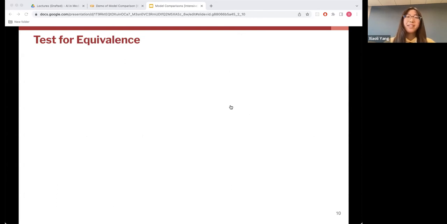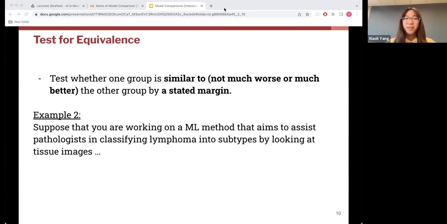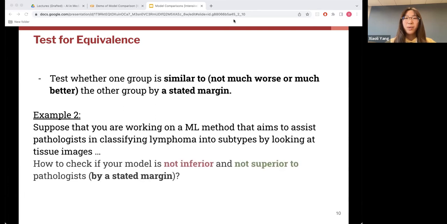Finally, test for equivalence. This is mainly a combination of the superiority test and the non-inferiority test. This test aims to test whether one group is similar to another group by a stated margin. By similar, we mean not too much worse and not too much better, just similar within a range. And as the name implies, working on the same example, our question would become, how to check if your model is not inferior and not superior to pathologists by a stated margin.